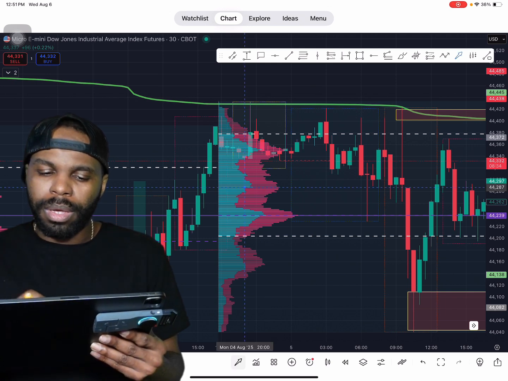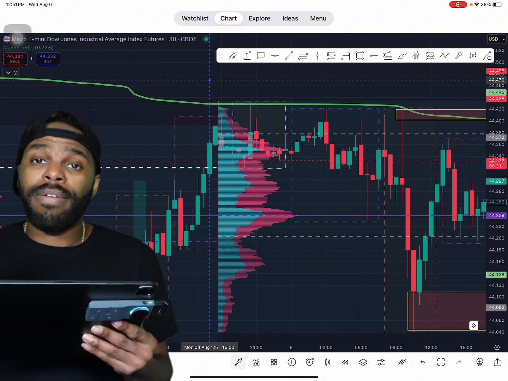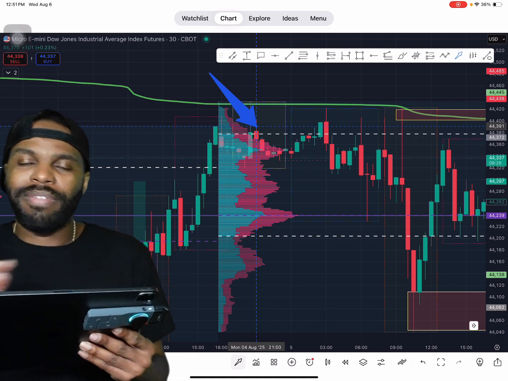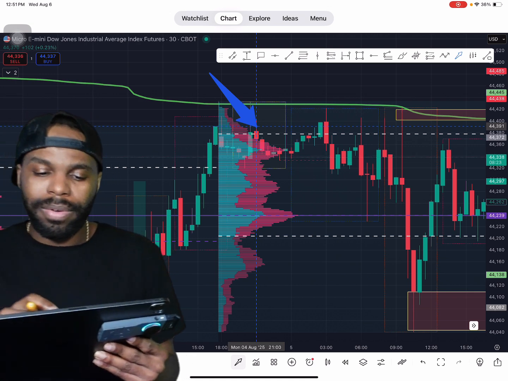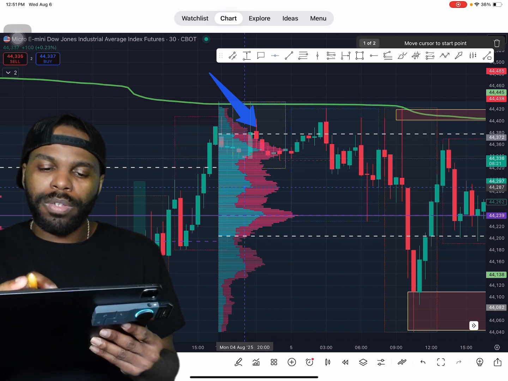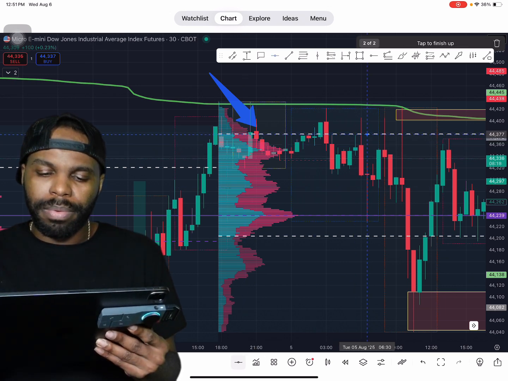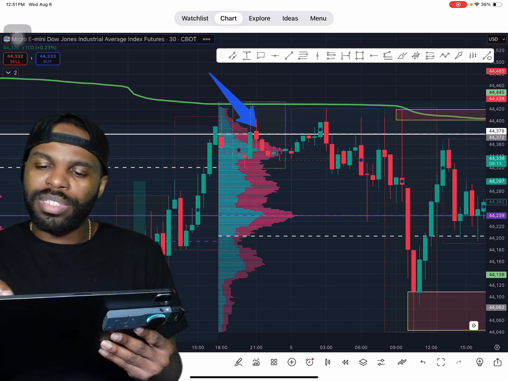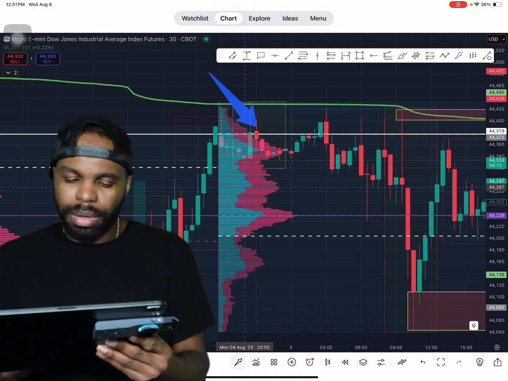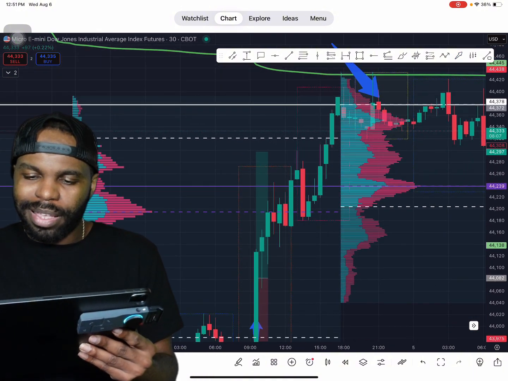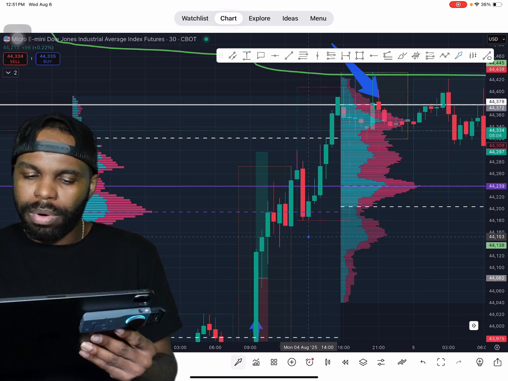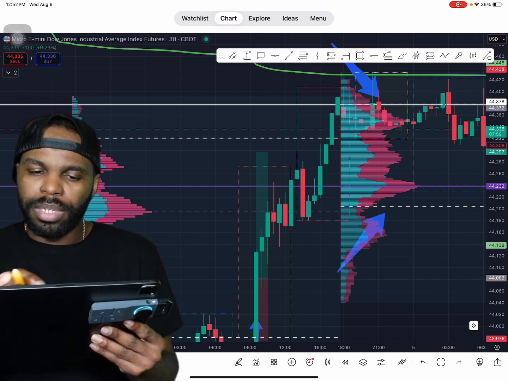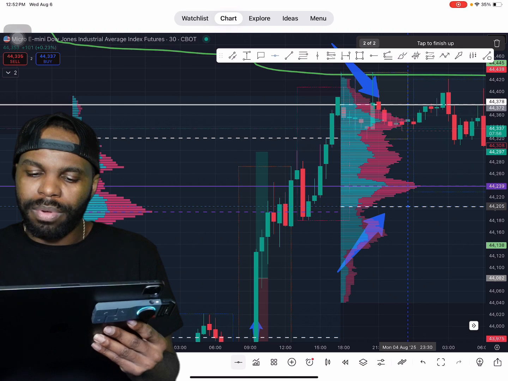Okay, now what I also want to do is I want to mark up my value area high. All right, I'm gonna show you guys. This white dotted line is the value area high. Okay, so I want to also mark that up. In this case I'm gonna make it white. And then I'm gonna do the same thing. As you can see, that's the value area high, and then I'm gonna do the same thing for the value area low. So I'm gonna take my horizontal tool there, and I'm gonna mark that level up.